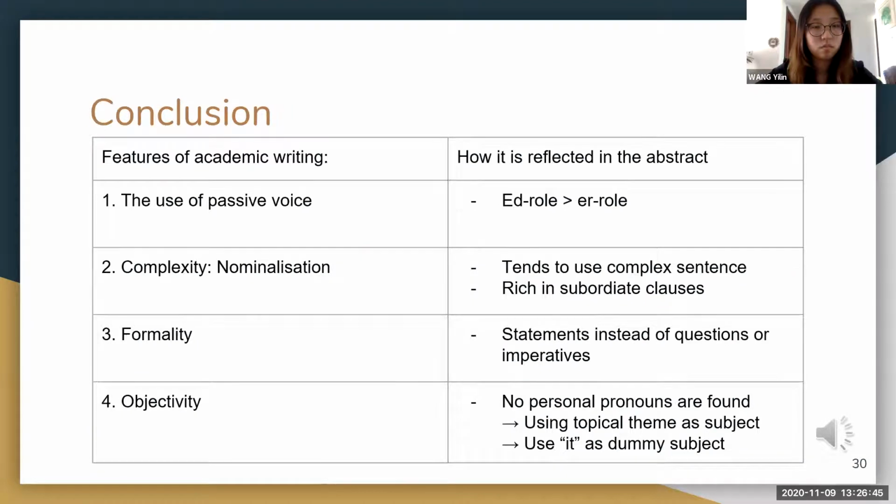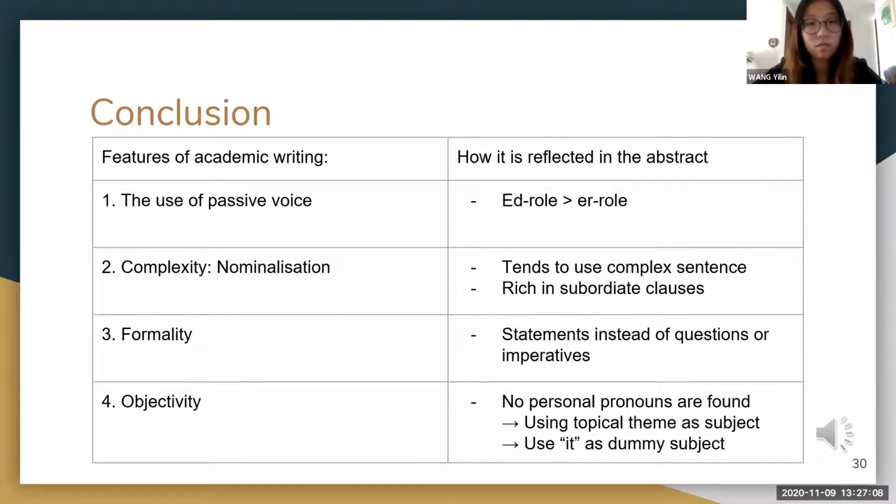To conclude, this abstract fits the features of academic writing in the following 4 aspects. 1. For using passive voice, it is found that the frequency of using ED role is much higher than that of ER role. 2. For complexity, academic writing advocates nominalization. In the abstract, 5 out of 6 are complex sentences, and it is rich in subordinate clauses.